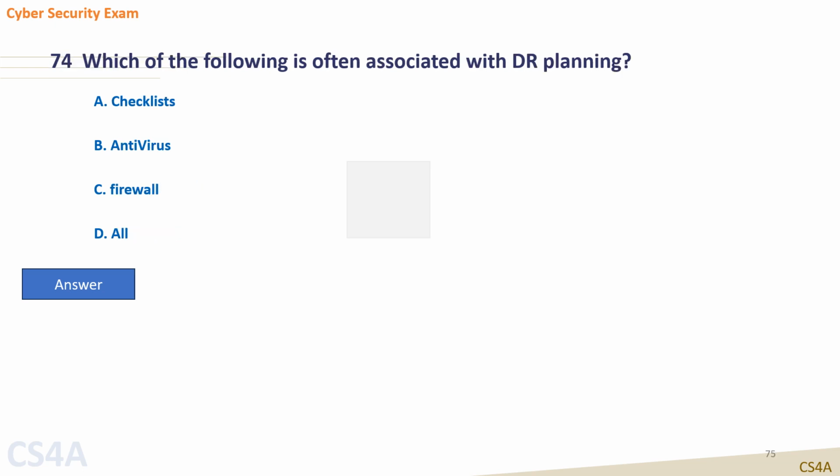So here the question is, which of the following is often associated with DR planning? Checklist, yeah, checklist is associated with DR planning. Antivirus, firewall. So all of them are involved in DR planning. So antivirus is to prevent the disaster from internal IT system attack from the intruders, and firewall also protects against external threat actors. So the answer is all.